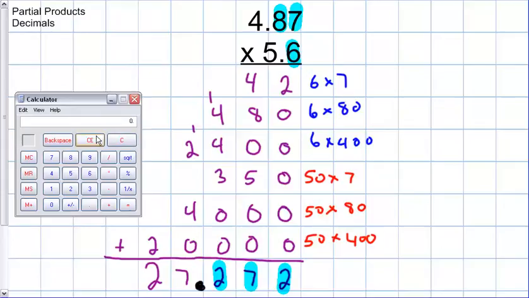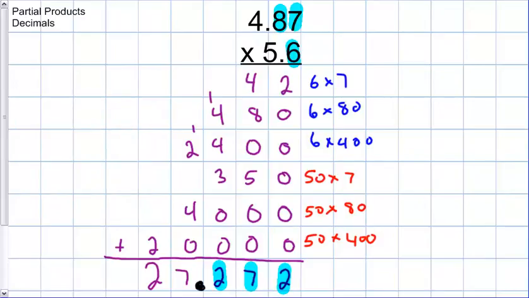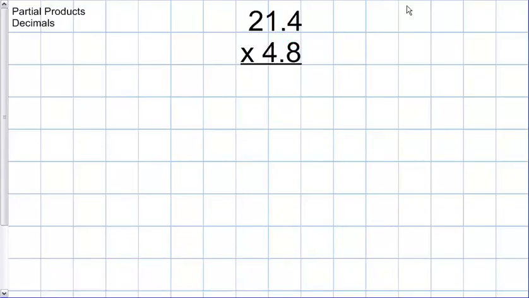Well, let's check to find out. Okay, so 4 and 87 hundredths times 5 and 6 tenths. And I get 27 and 272 thousandths. So there's your right answer, and there's partial products with decimals. Now I want you to try this problem all by yourself. So go ahead, pause the video, and try this problem using partial products. And then after you finish, you can turn the video back on and let's see how you did.